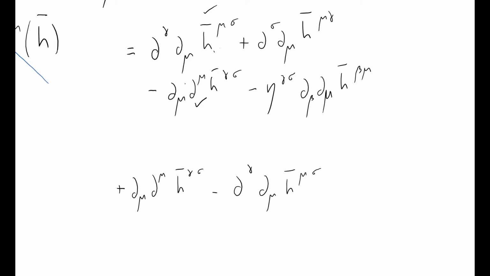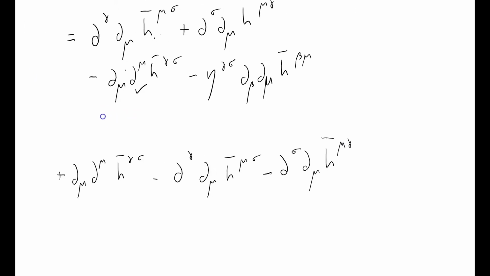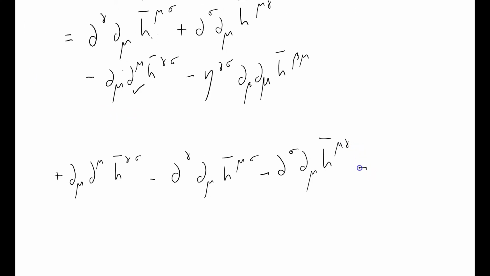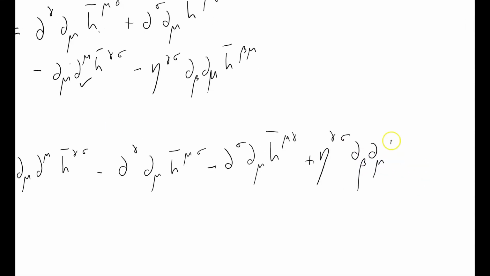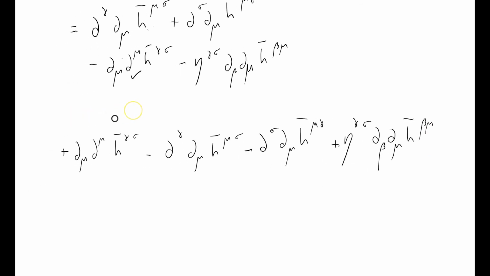Okay, so I'm changing the sign. That's minus. That's a plus, so it went to a minus. That's a plus, so this one goes to a minus. Di sigma di mu h bar mu gamma, which is that term there, plus eta gamma sigma di beta, that's the final term, di mu h bar beta mu. Well, there we go. So there's 4 terms there.